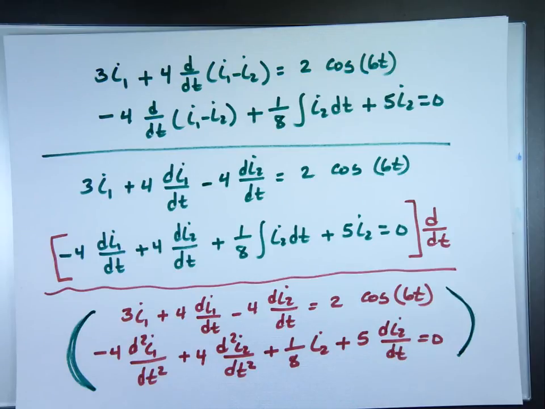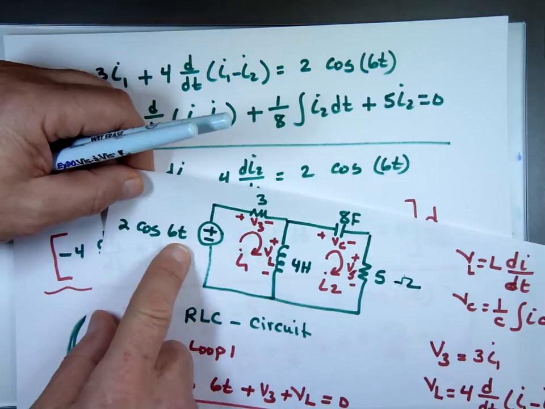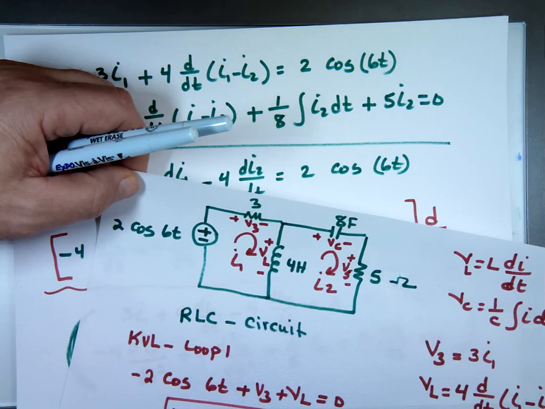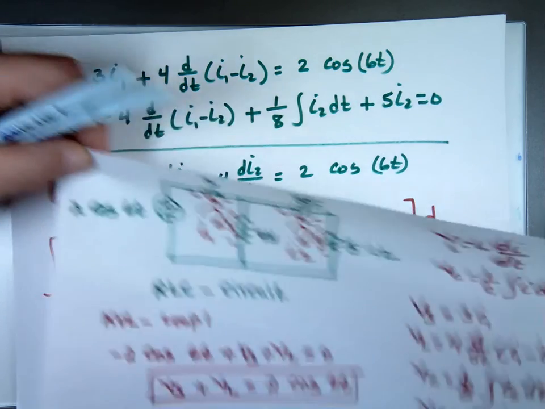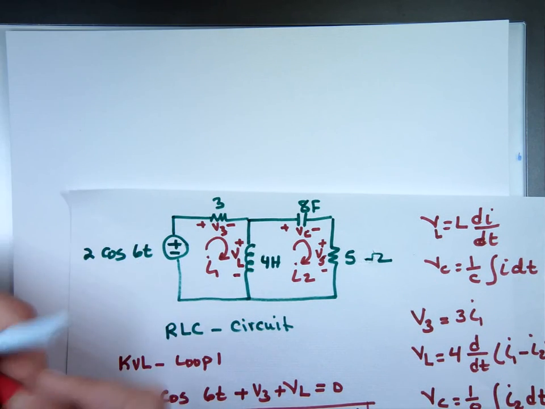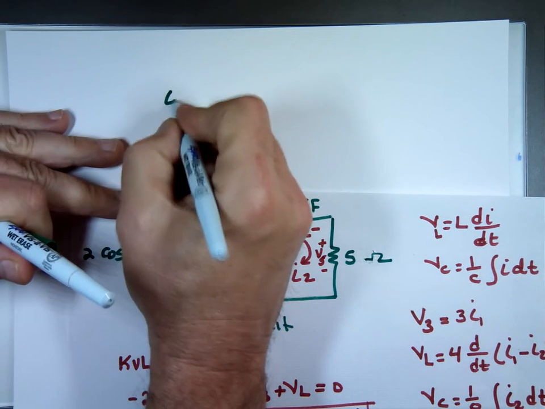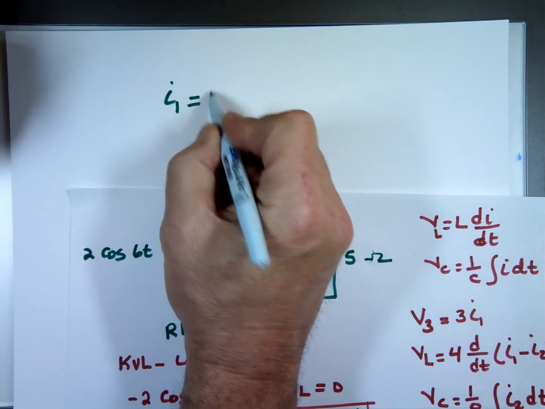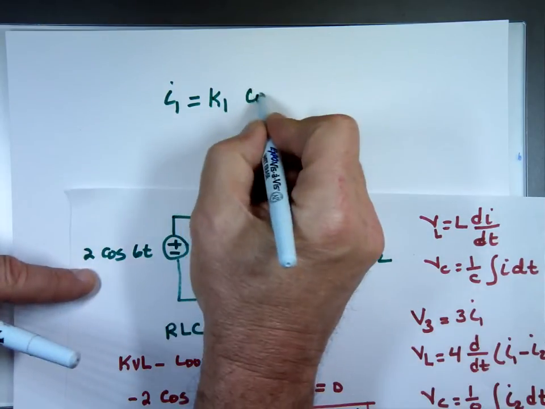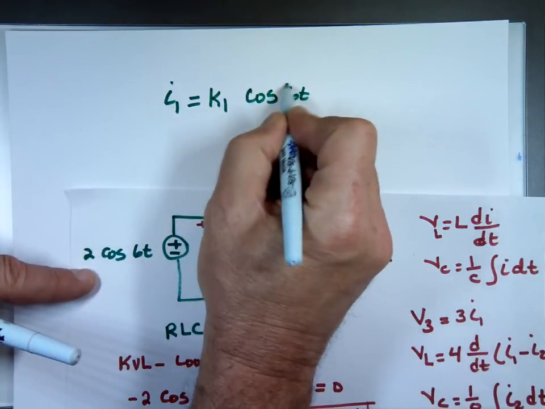Well, normally what happens, we'll cover that in the course, when you have a cosine function like this, let's say I'm looking for I sub 1. My answer is going to be, if this is cosine 6t, I sub 1 and I sub 2 will be the same thing: some number in the front, we'll call it k1, some constant. I have no idea what that number is. This does not change, but it will have a phase shift in it.